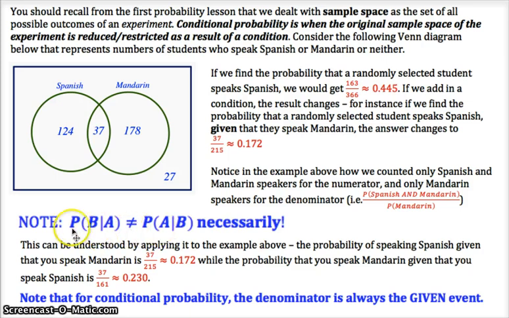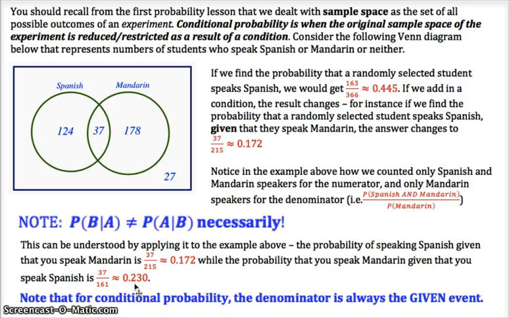Notice if we had said, what's the other probability? So we're talking about Spanish given Mandarin. That's not the same as Mandarin given Spanish. This rarely happens. So if we did that the other way, what's the probability you speak Mandarin given that you speak Spanish? That's a different question.